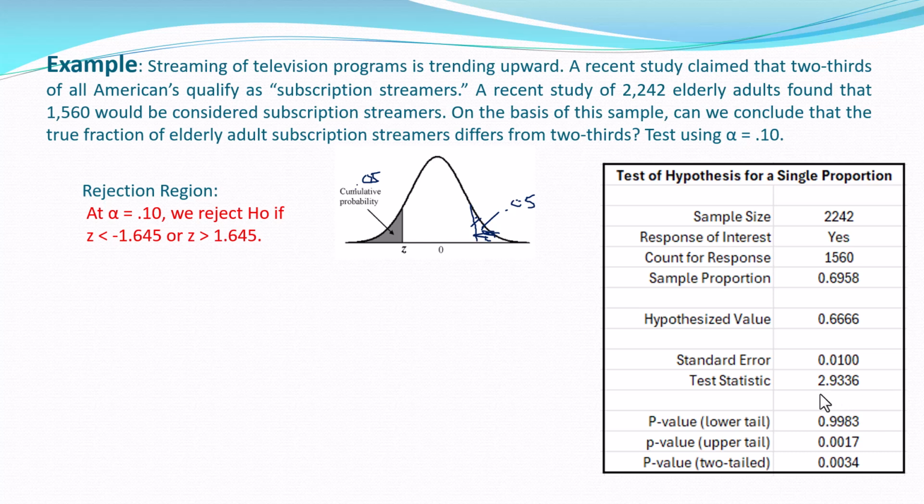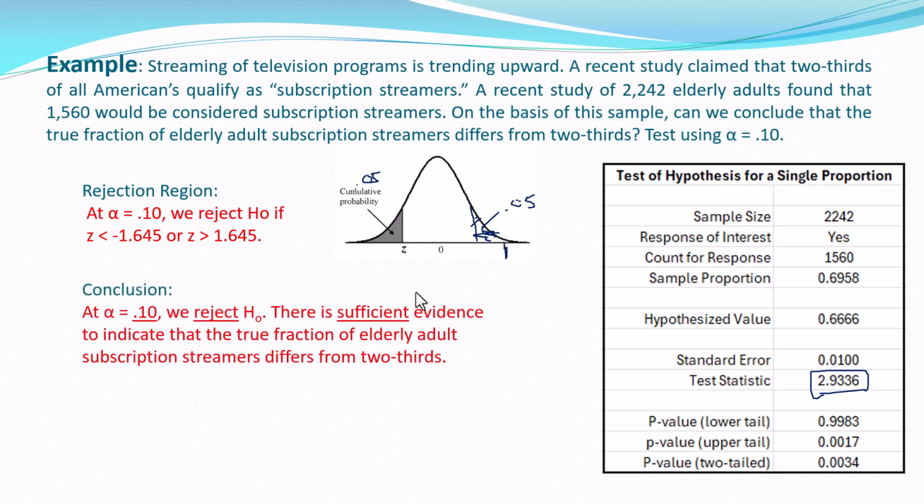And now we compare our test statistic. We take a look at the 2.9336, and it falls way out here in the upper tail, and so our conclusion is we're going to reject. There's sufficient evidence to indicate that. And now I'm going to say the true fraction of elderly adult subscription streamers. That's tough for me to say, apparently.